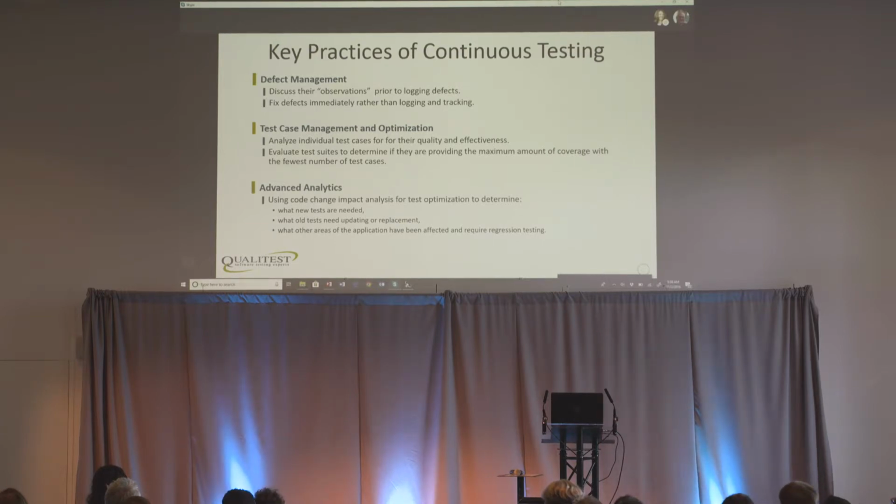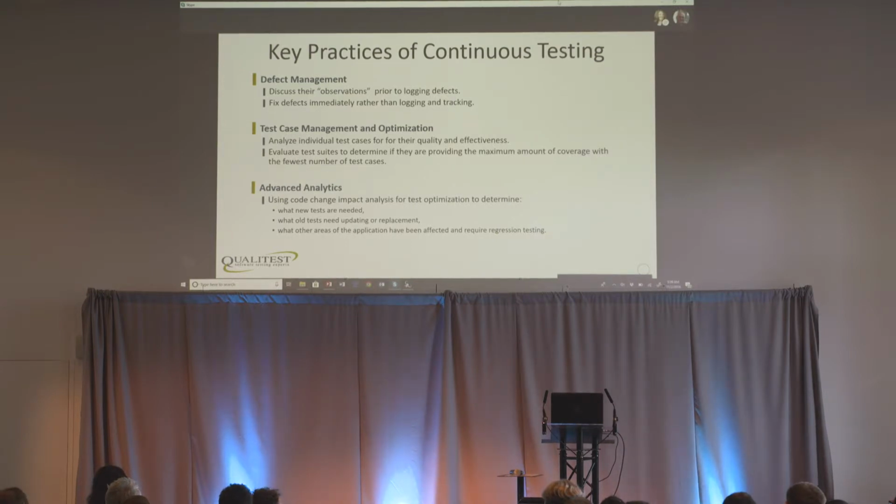Test case management and optimization. Yes, we've always managed our test cases. But what we're looking at here is really the optimization, and we'll talk further about this later. We want to be analyzing all of our test cases for their quality and their effectiveness, and we need to evaluate the test suites to make sure that we're getting the maximum amount of coverage with the fewest number of test cases. We're never going to be able to test everything anymore. That's something we just have to get used to. But we have to get all of the test cases that are going to give us the biggest bang for our buck and keep them working. And we'll talk more about some of the best practices for automating them.